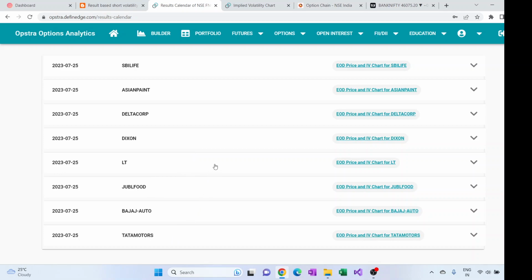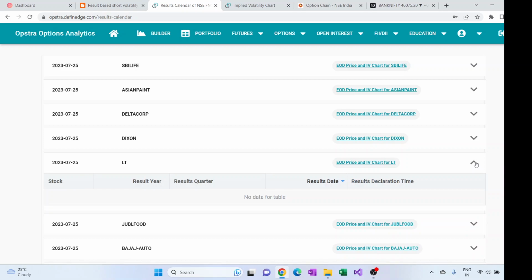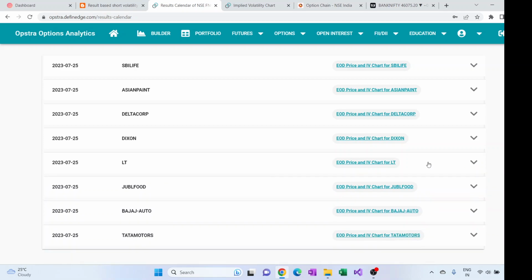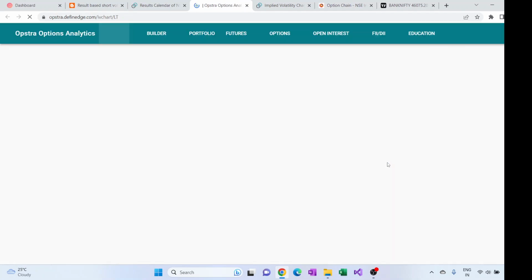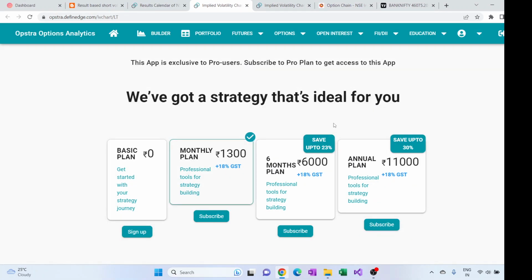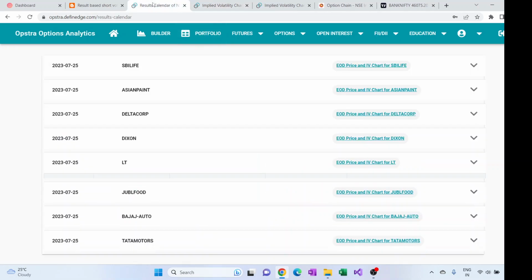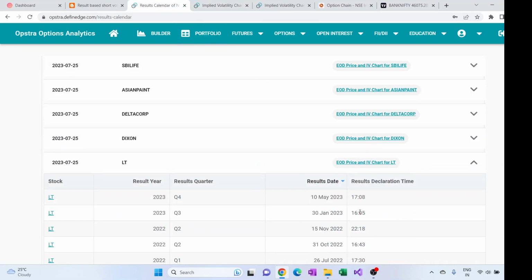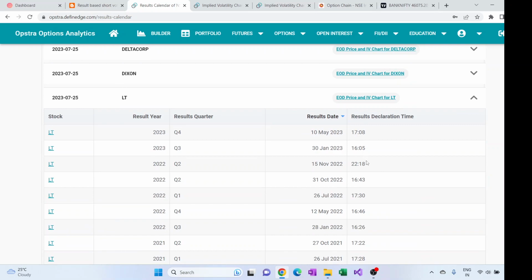How I see this is, generally this button will give us the historical information whenever the results are out, but somehow it is not working. So what we have to do is just click on this part. It will open a new page. I don't have a plan, I am using a free plan, but once I go back to the original page, I can see the historical results.